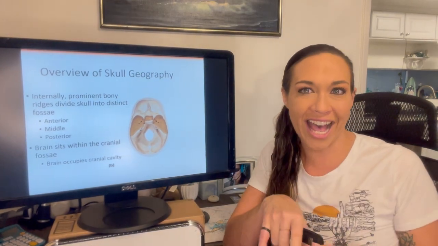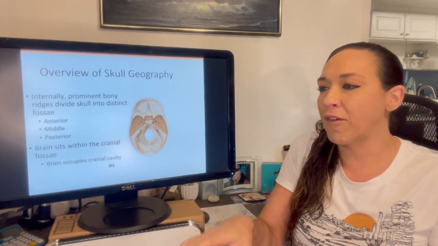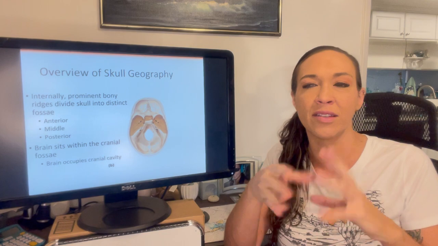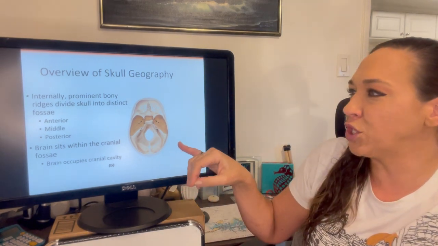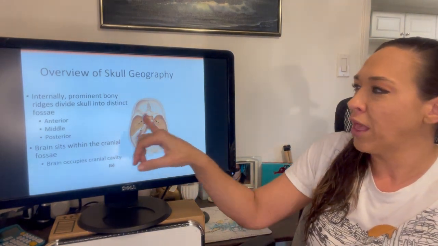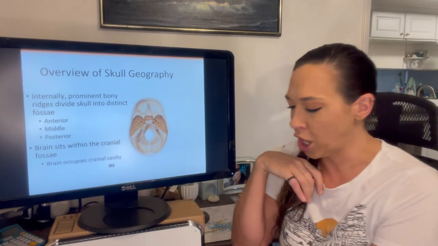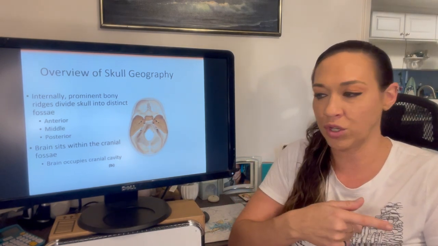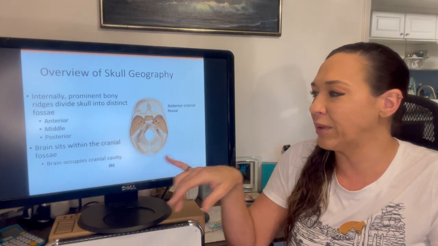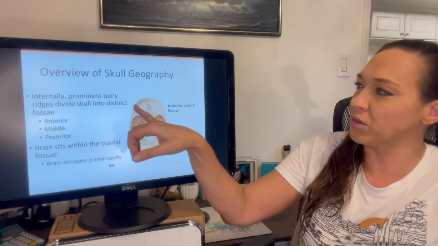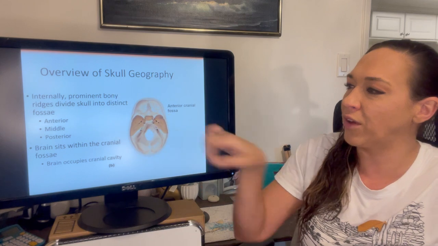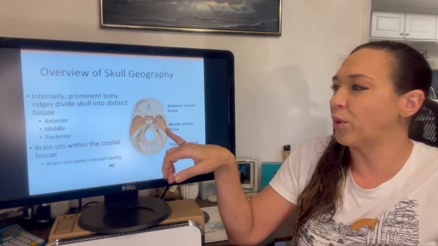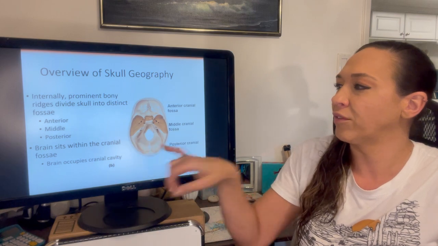Okay, moving inside the skull, we are going to have three predominant fossae. Remember, fossae are like little depressions, almost like little cavities, and that's what you can see right here. We've got the anterior, the middle, and the posterior. Your brain is going to sit within that cranial fossa, inside the cranial cavity. So again, this is the anterior cranial fossa, your middle cranial fossa, and your posterior cranial fossa right there.